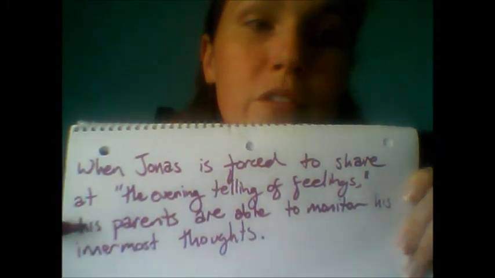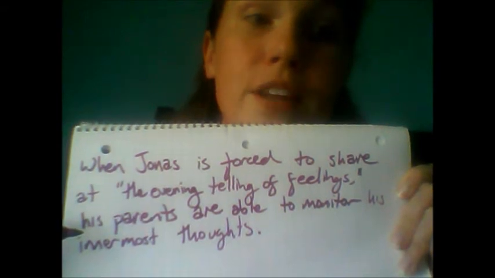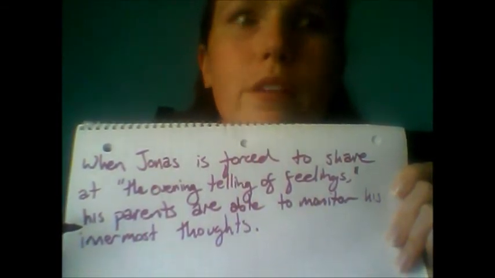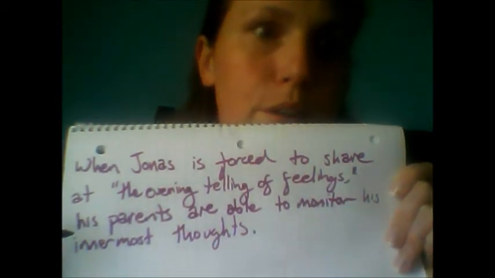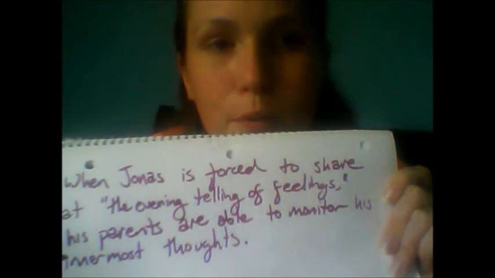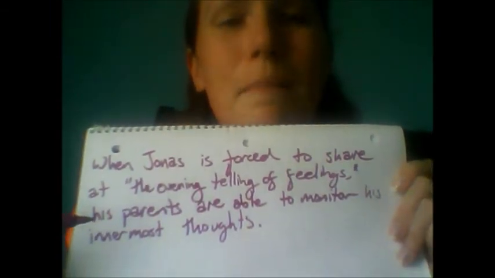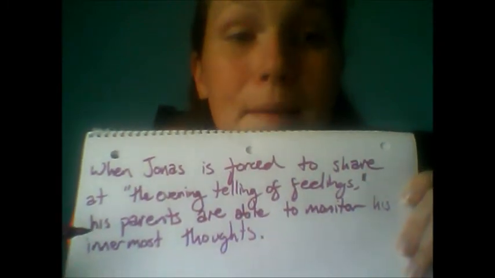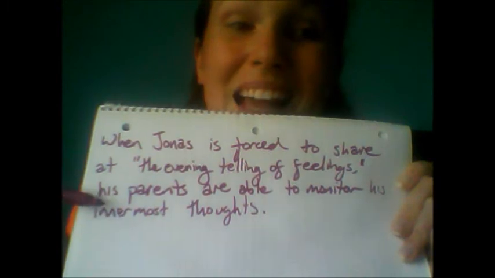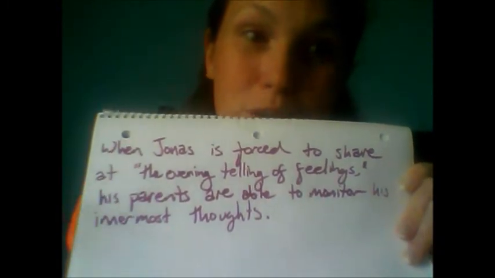innermost thoughts. Why am I saying this line as opposed to saying when Jonas is forced to share at the evening telling of feelings, he talks about how he feels apprehensive about the ceremony of 12? Well, the reason why I'm not talking about the apprehensive part is because my theme is not about emotions. My theme is going to be about privacy. So I really want to get down what's going on with privacy, right? Because I want to constantly be focused on that.